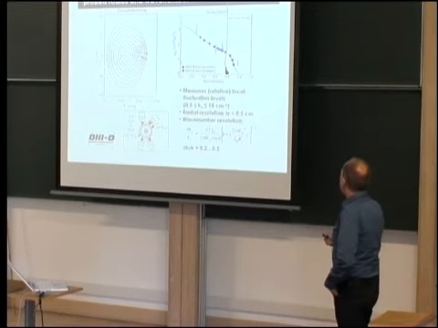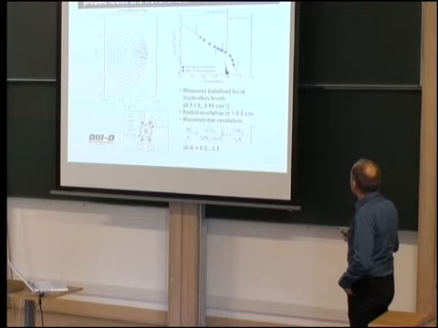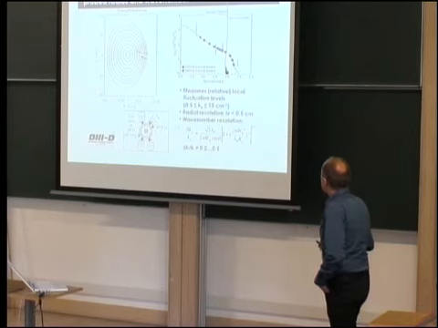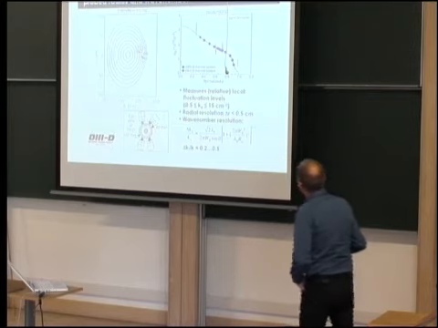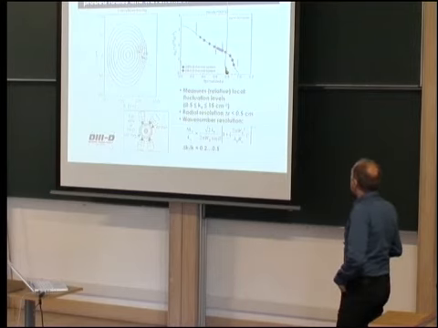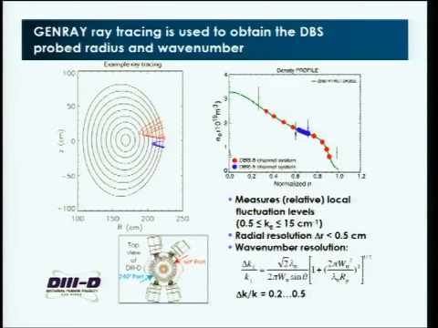The wave numbers we can measure are between 0.5 and 15 inverse centimeters. The radial resolution is better than 0.5 centimeter. The wave number resolution depends on the local curvature of the flux surfaces as well as the size of the microwave beam. The Gaussian microwave beam is described here by the width W0. And this leads to a k response function where delta k over k is about 0.2 to 0.5, with the higher resolution obtained on the outer flux surfaces and the lower resolution obtained in the core.